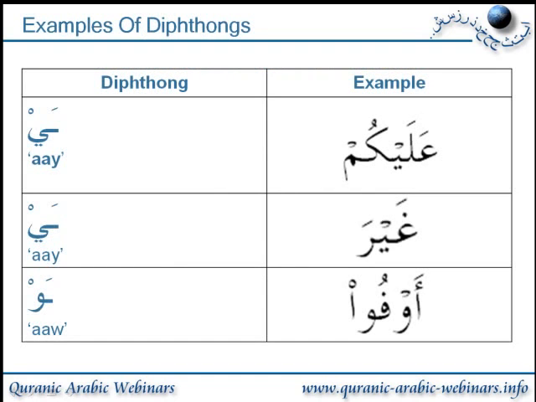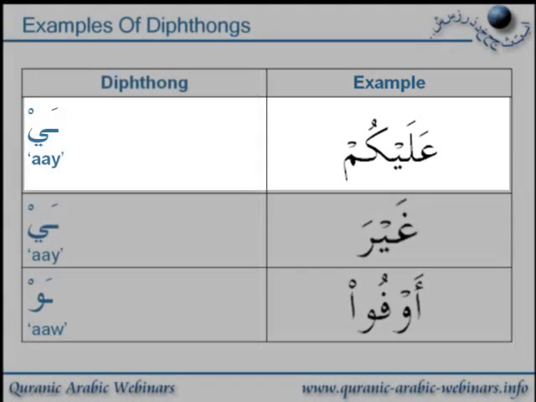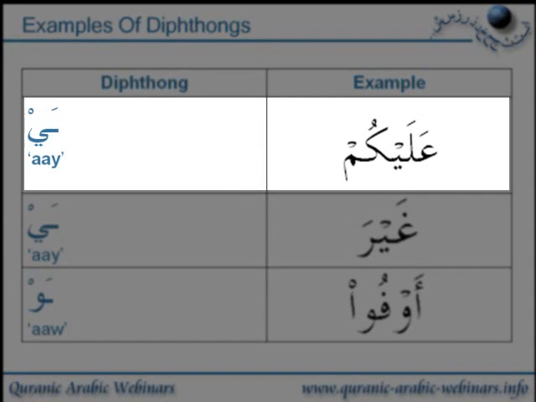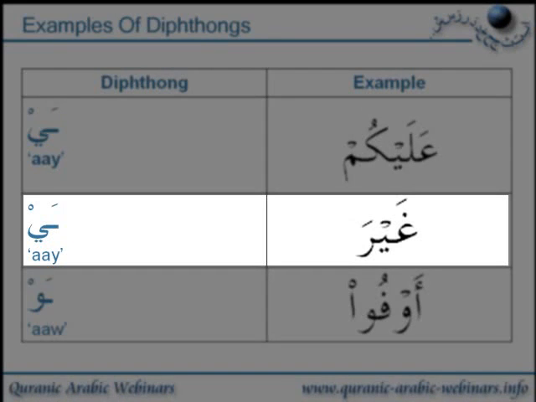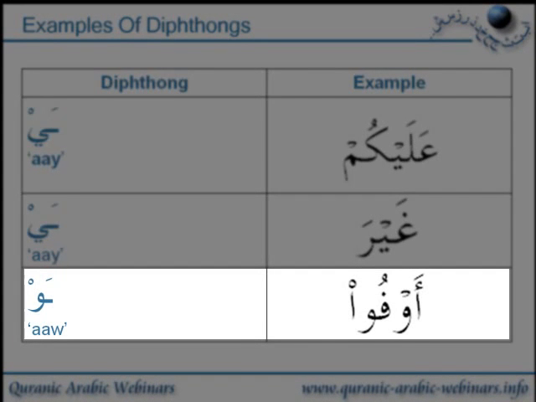Here are some examples of diphthongs. So on the left we're saying what type of diphthong it is, and on the right we've got the example. So the first one is what we've just done, alaykum. So that's the fatha followed by the ya sakin, the ay sound. The next one is ghayra. So again, two long on the ghay, and ra is one long, ghayra. And that's again the ay diphthong. And the last one here, we've got aw, fu.